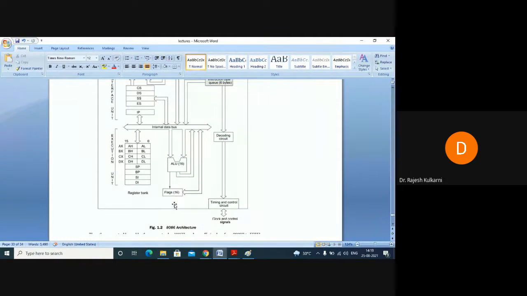Where are the flags available? The flags are available in the execution unit part of the 8086 architecture. In the 8086 architecture, I find the flag registers in the execution unit component. It means they will be doing some activity related to the execution. What execution? Execution of the program. Who will be executing the program? CPU will be executing the program.